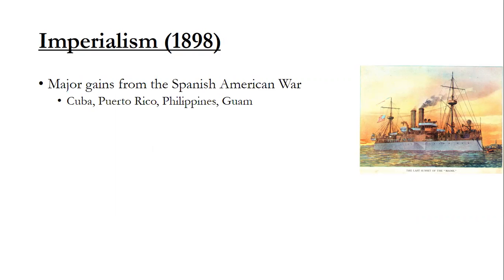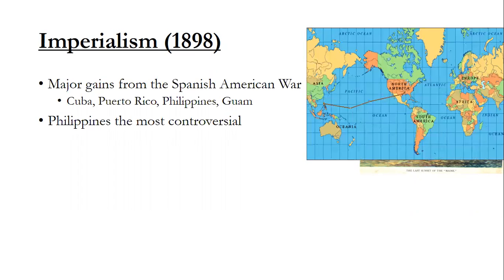Cuba was immediately given independence by the United States, although we still had different levels of control. And then the Philippines was the most controversial of these territories at the time. The reason for that is mainly the distance. If you look at this map right here, Cuba and Puerto Rico are very, very close by. Guam's over here. But the Philippines was very, very far away, but it was also pretty crucial. And because of that, the United States was not willing to give it up.